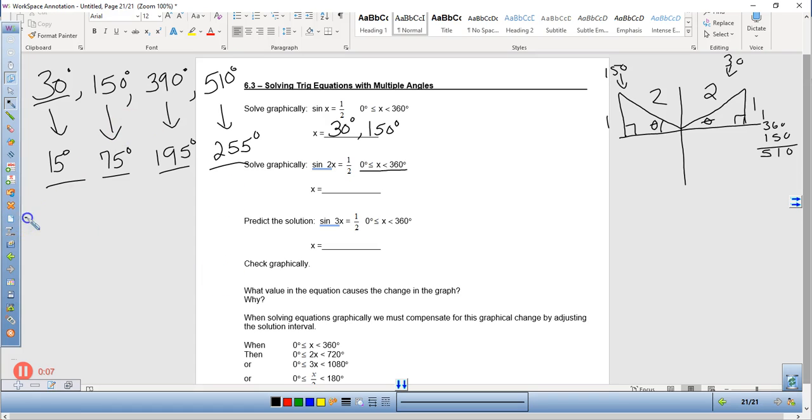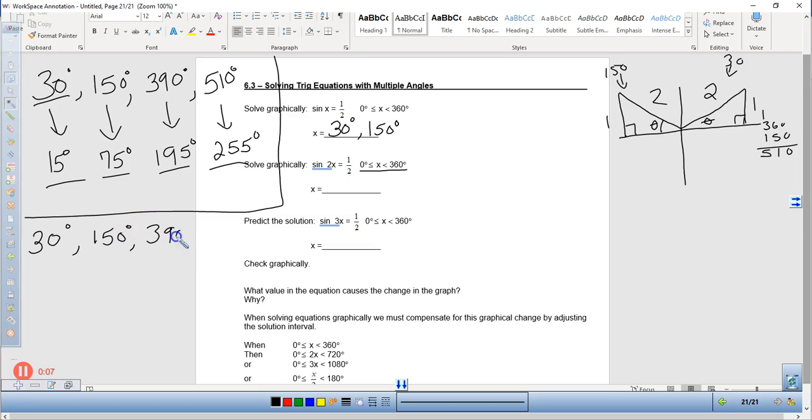Now, I'm going to go ahead and from this point continue. So we already know we've got 30. We already know we have 150. We already know we have 390. We know we have 510. So we've went around twice. Well, now I want to do sine of a triple angle, 3x. It says I can change my restriction to be 1080 degrees. So that means I can go around a third time. And then I would cut the angles in thirds.